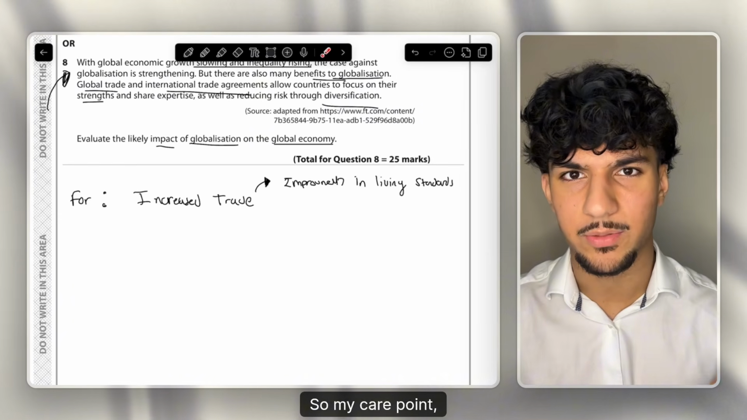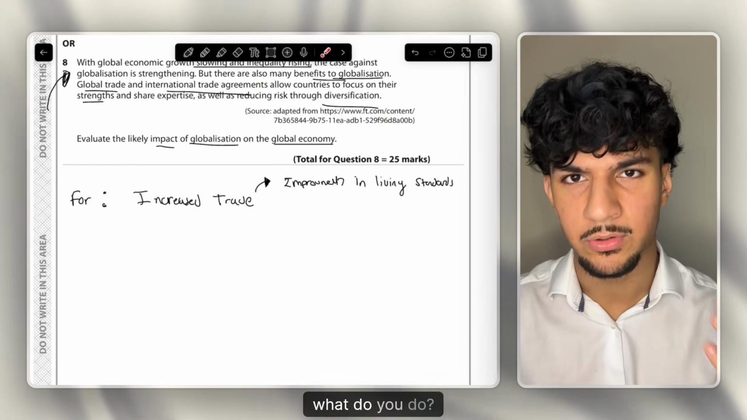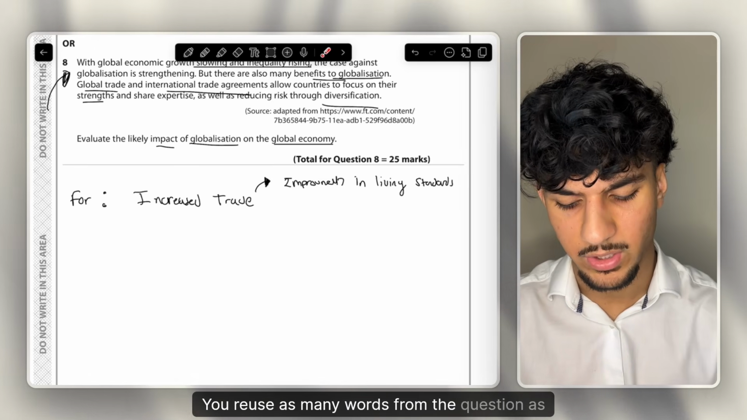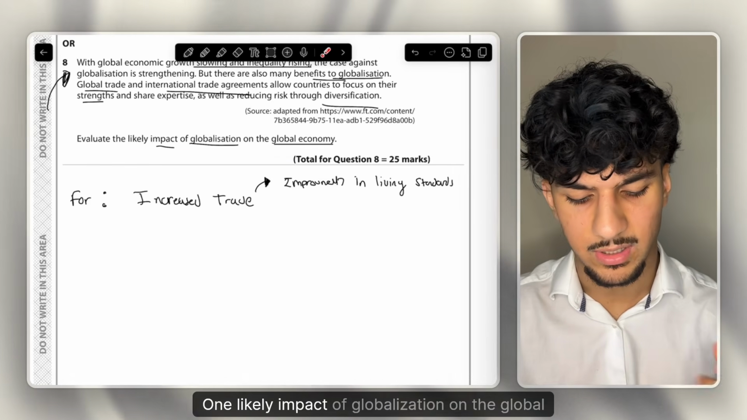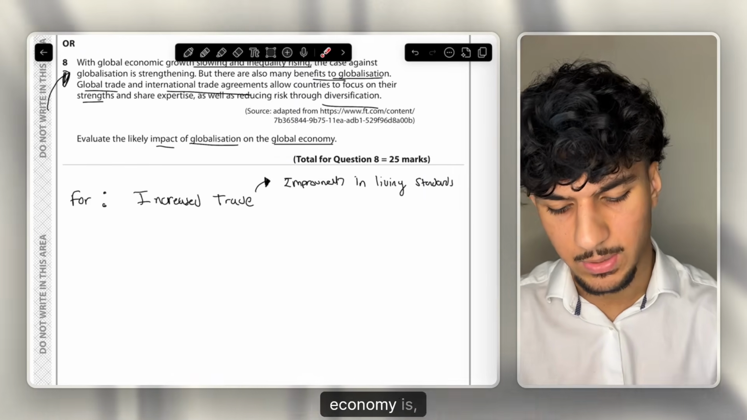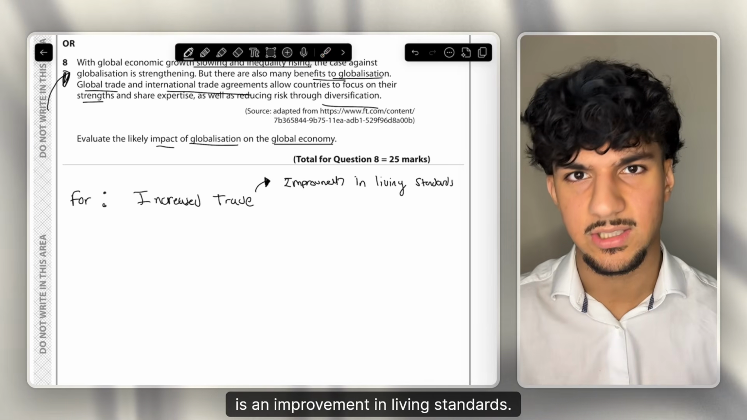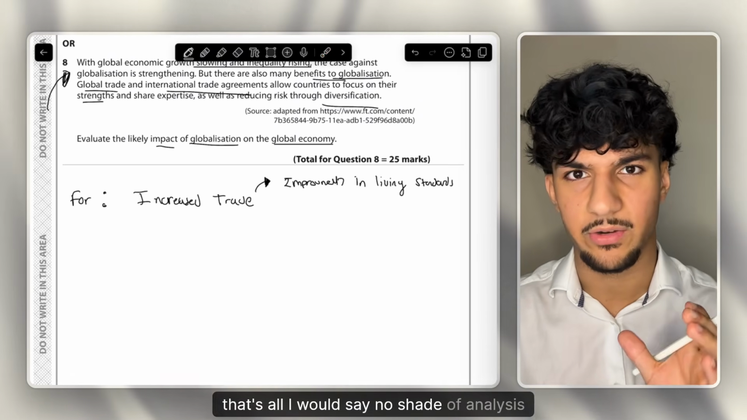So my K point, my topic question, again, you reuse as many words from the question as possible. One likely impact of globalization on the global economy is an improvement in living standards. That's it. That's all I would say. No chain of analysis needed.